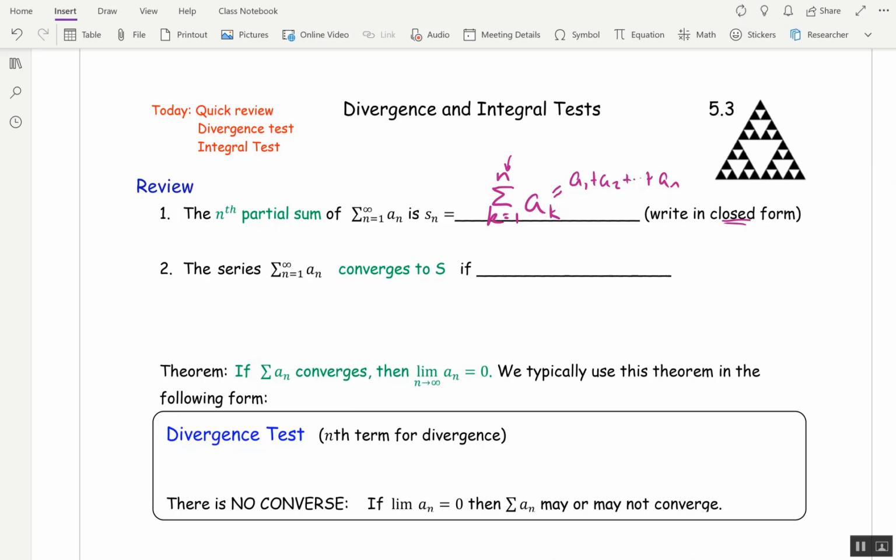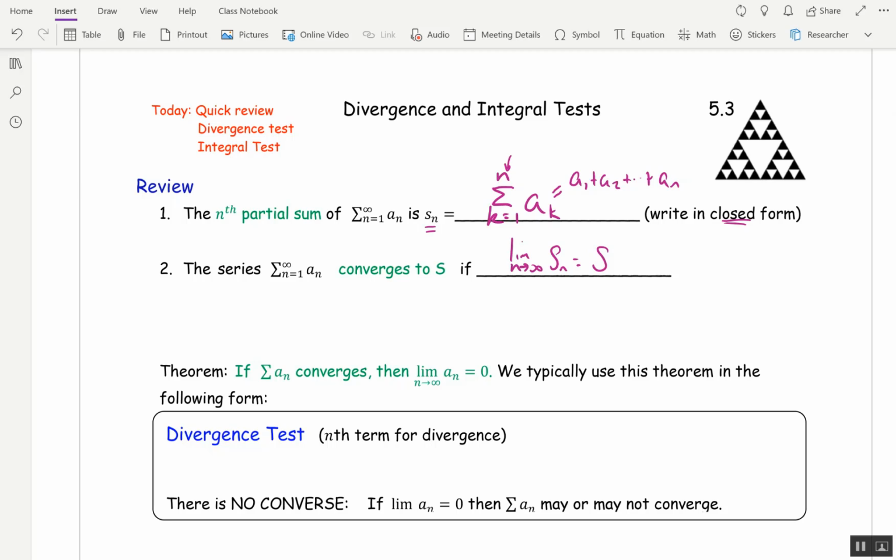And a series converges to a number s if the limit as n goes to infinity of the sequence S_n is equal to s. So we define the convergence of a series in terms of the convergence of a sequence. So it's a little bit confusing.